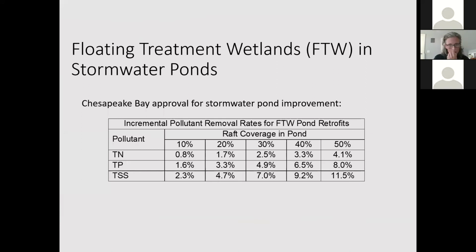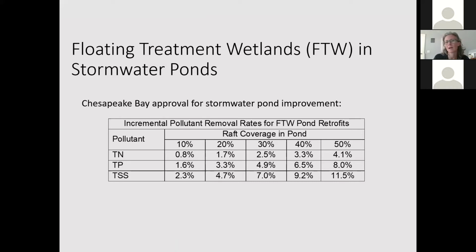So this study is one that I did with Dave Wheeler, who's on the phone, who's in the ether here at South Burlington. It was one of South Burlington's stormwater ponds that they managed that we did this study on. I think it was in the middle of this study that this report came out, just a little snapshot from the Chesapeake Bay. I guess Chesapeake Bay runs their stormwater program as a unit. And so they came out with an approved incremental pollutant removal rate for floating treatment wetlands in ponds.